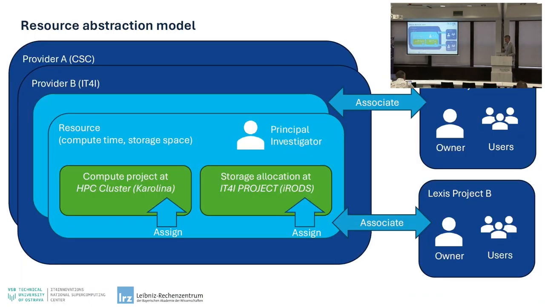Then in the platform, in order to accommodate the different ways in which compute time is allocated across Europe, we implemented this resource abstraction model. The big blue boxes on the top level are the different providers, the different sites which are operating the resources, like CSC or IT4I in our case. The lighter box in the middle is the actual resource, the allocation of the compute time itself, which has a principal investigator, the user who submitted the proposal for the compute time.